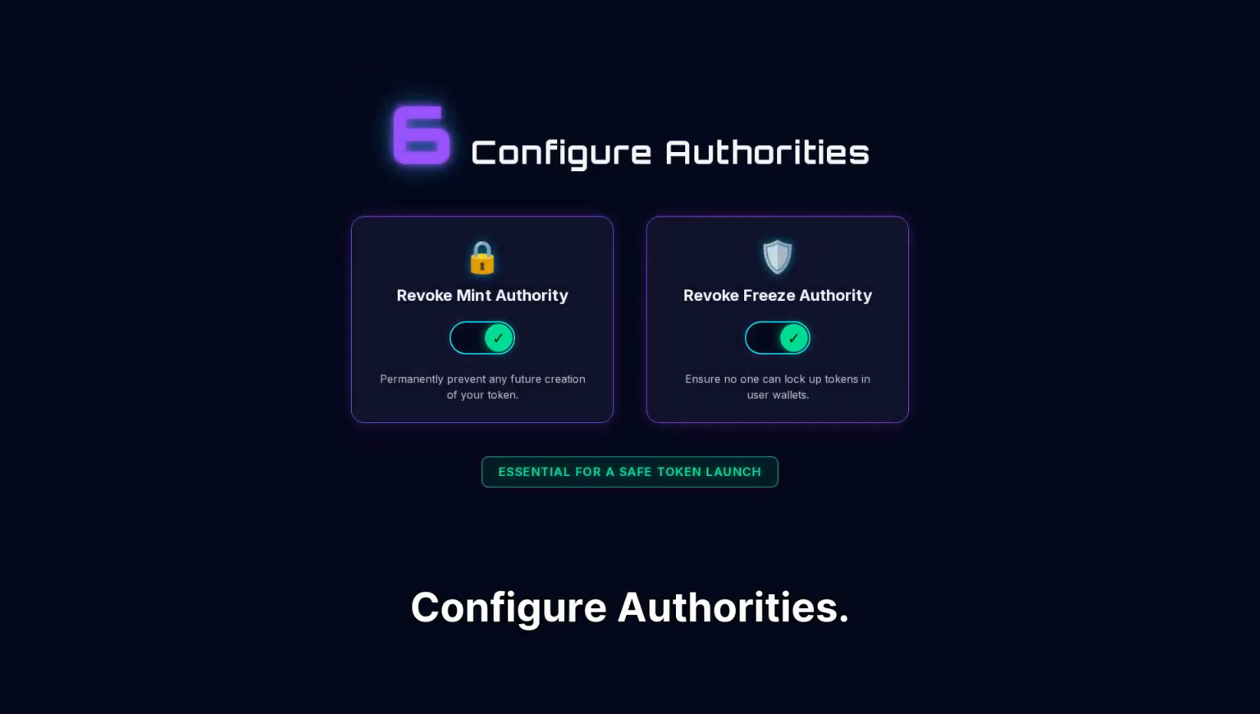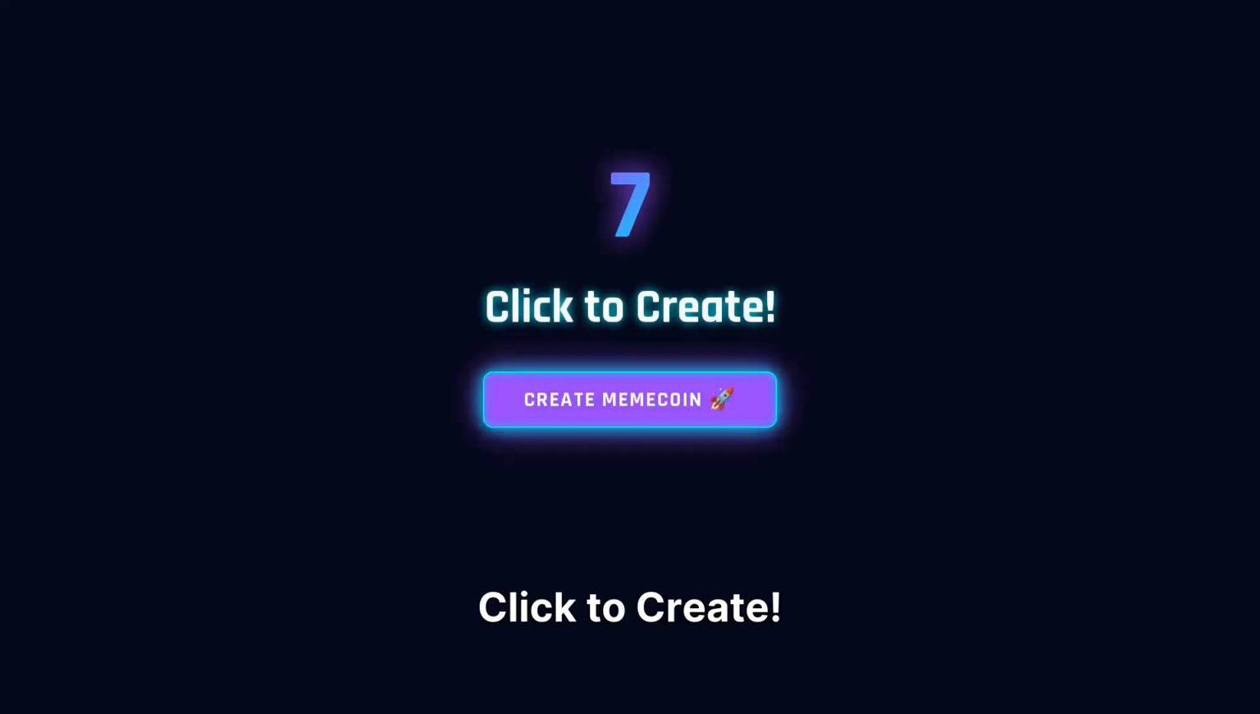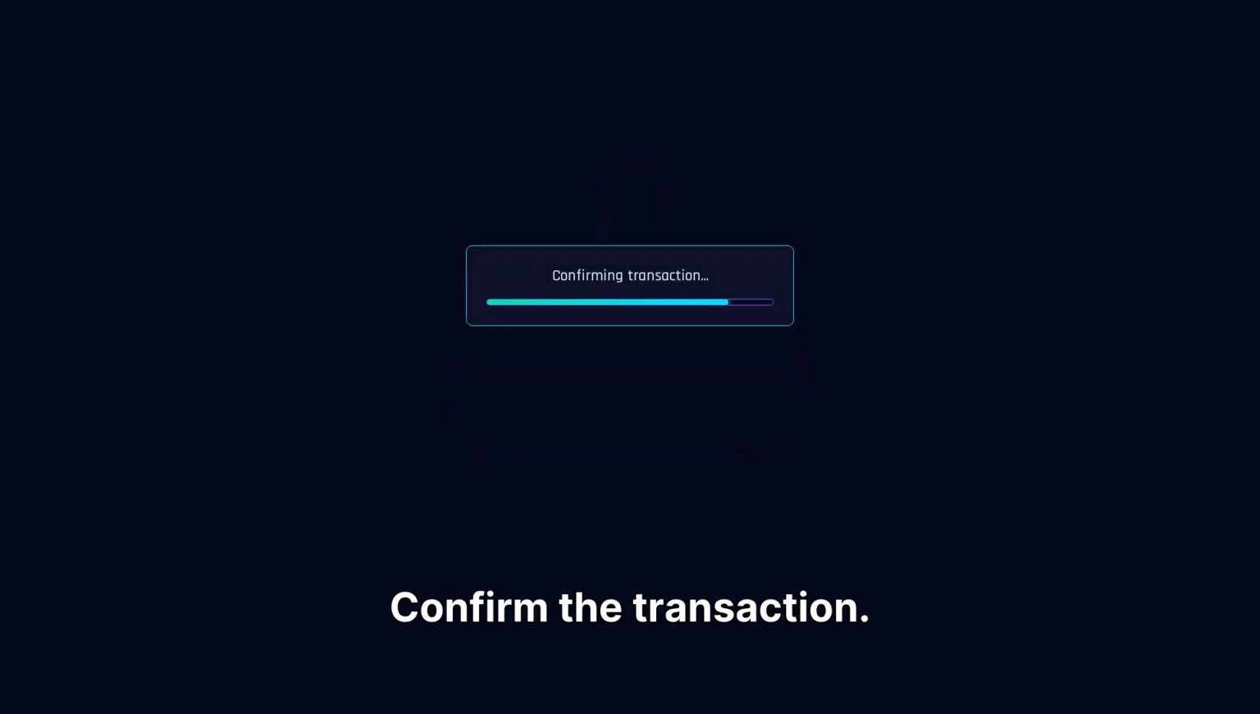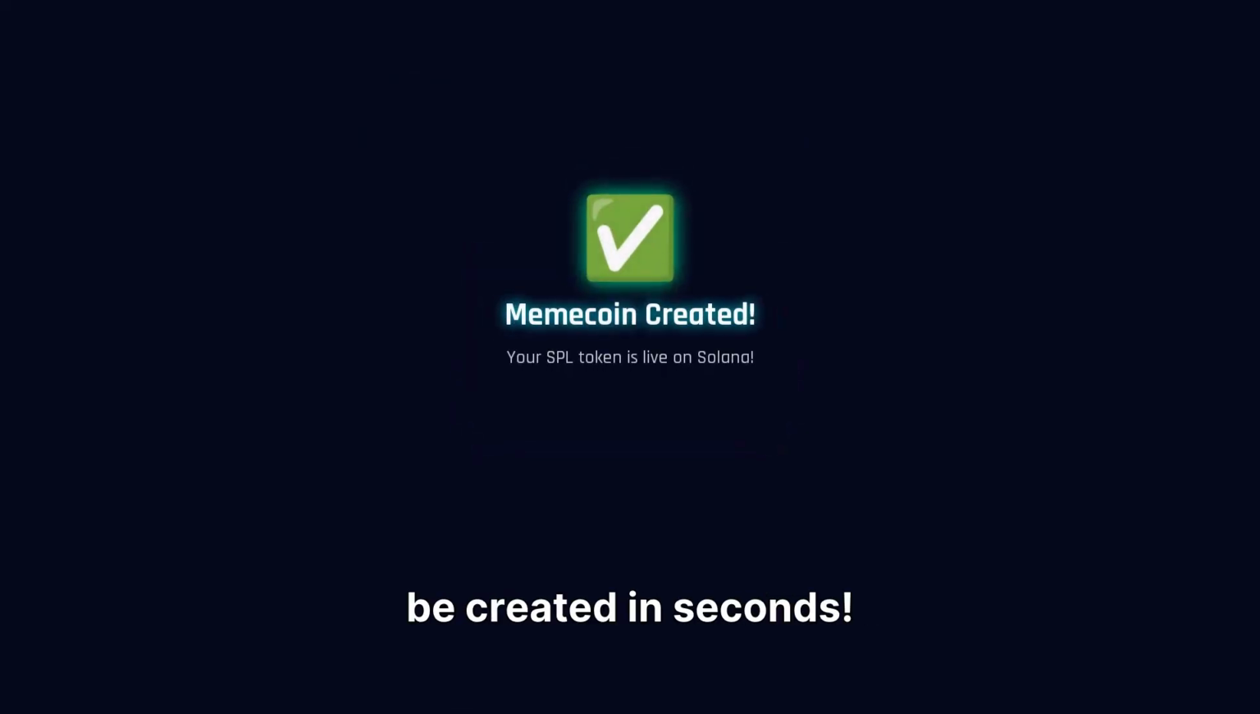6. Configure authorities. Revoke mint and freeze authorities. This is essential for a safe token launch. 7. Click to create. Confirm the transaction. Your Solana Memecoin will be created in seconds.